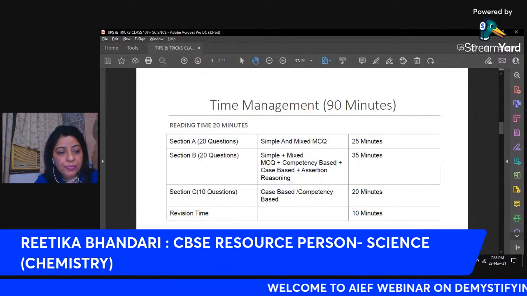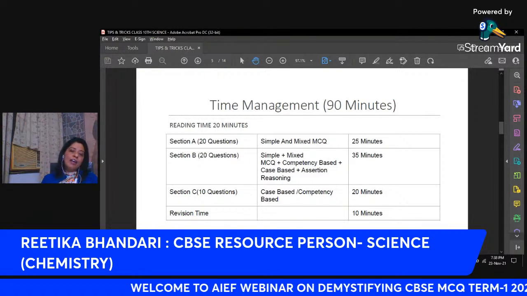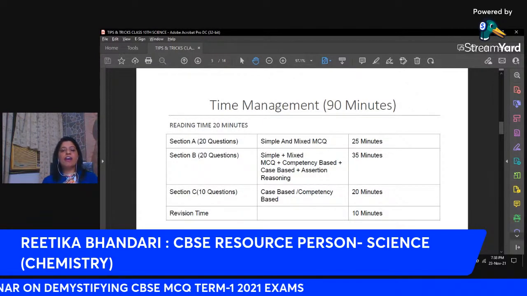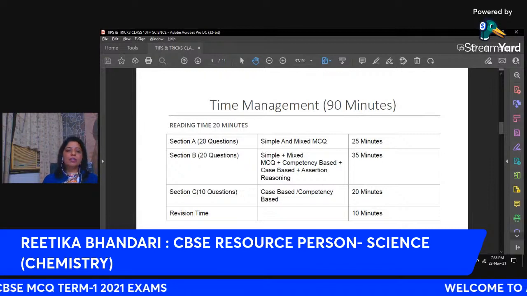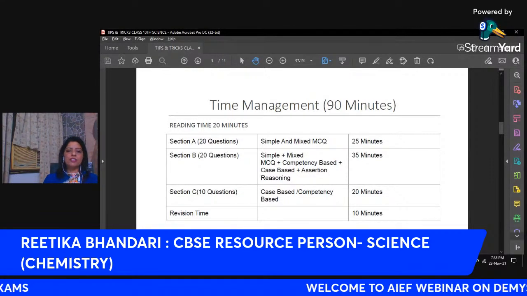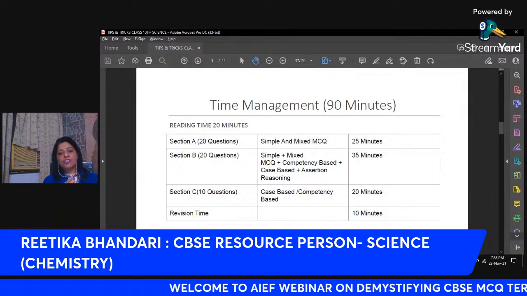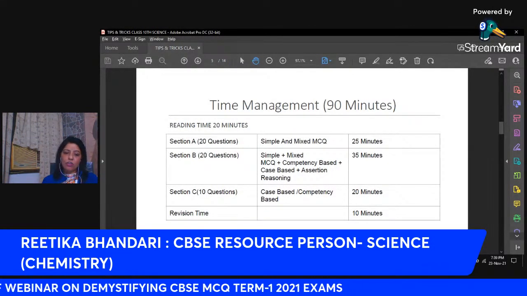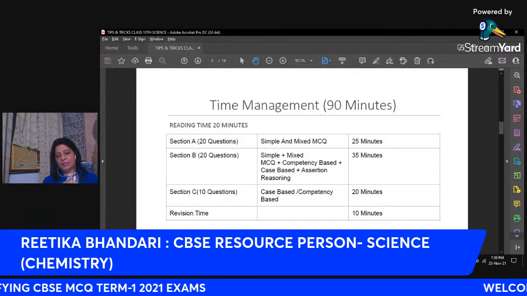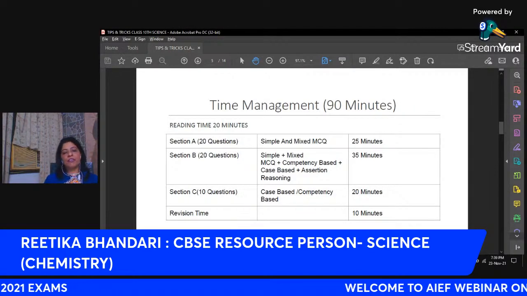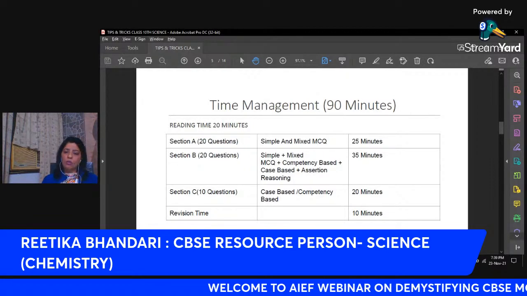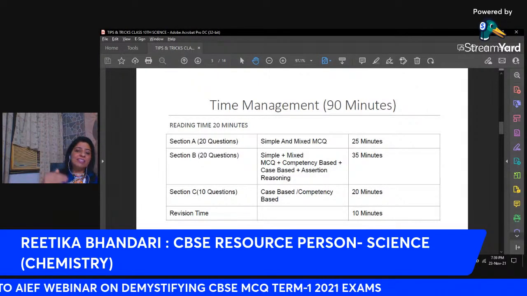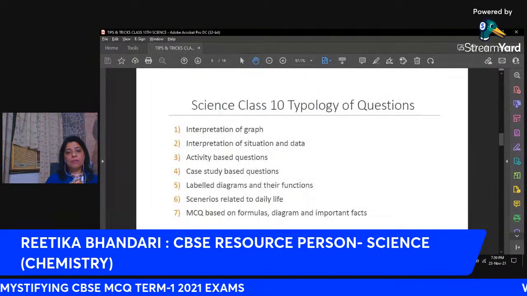That's very important. So as we know, section A has simple and mixed MCQs, and I'll be talking about what exactly they mean. So don't give more than 25 minutes for that. In section B, we have assertion reasoning, competency-based questions, and mixed and simple MCQs. So try to do this in 35 minutes. And the last section, the case-based or competency-based, is 20 minutes. So keep at least 10 minutes for your revision, right? How to fill up the OMR sheet has been discussed with ma'am also. I'm not going into those details, but yes, this time distribution is very important. So please keep track of this.